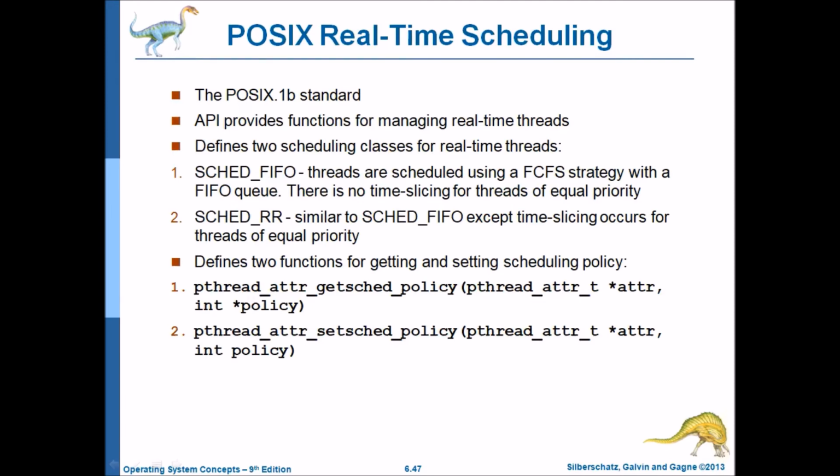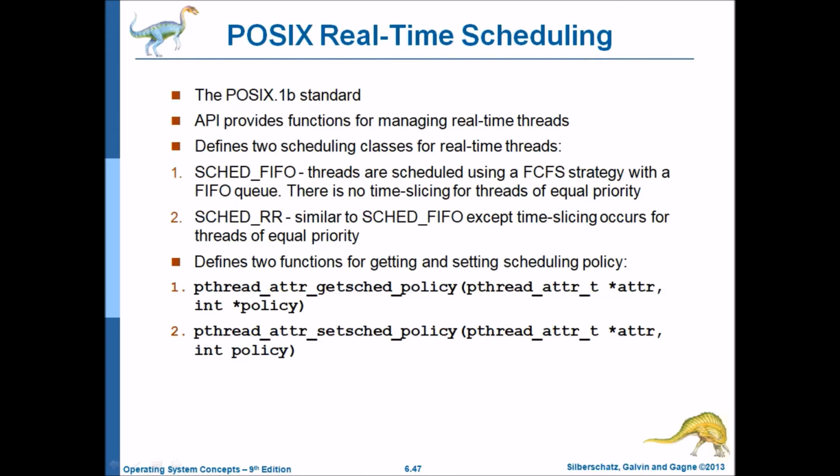So SCHED_FIFO schedules tasks in a first-in, first-out order with no time slicing among threads of equal priority. On the other hand, SCHED_RR uses a round-robin policy. So it is similar to SCHED_FIFO except that it provides time slicing among threads of equal priority.